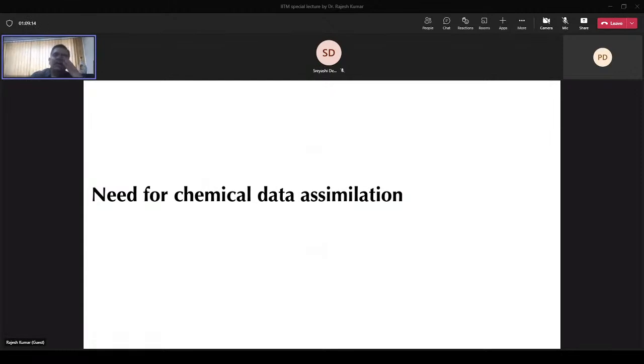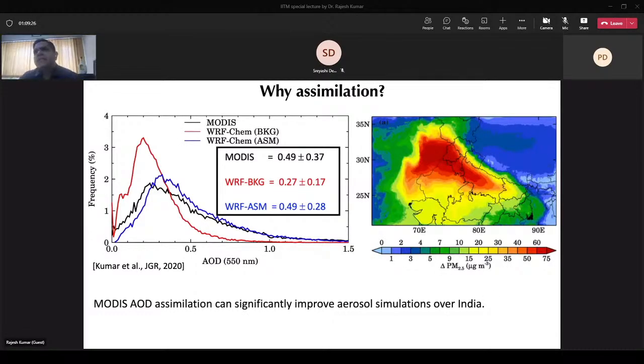We know that our models are uncertain. There are so many uncertainties. Our emissions have uncertainties. There are some processes that we do not understand very well. So how do we address those uncertainties? We learned this during the development of our Delhi air quality forecasting system, that assimilation of MODIS AOD can significantly improve aerosol simulations over India.